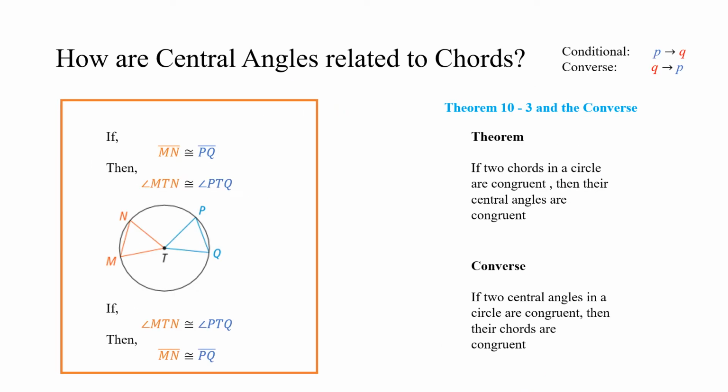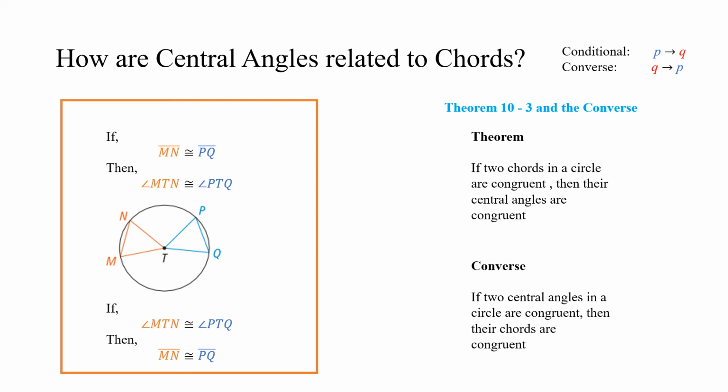And in general, how are central angles related to chords? By theorem 3, if two chords are congruent, then their corresponding central angles are also congruent. And the converse of that statement is true. If you need a second to read everything that's on the screen right now, don't hesitate to pause before moving on.